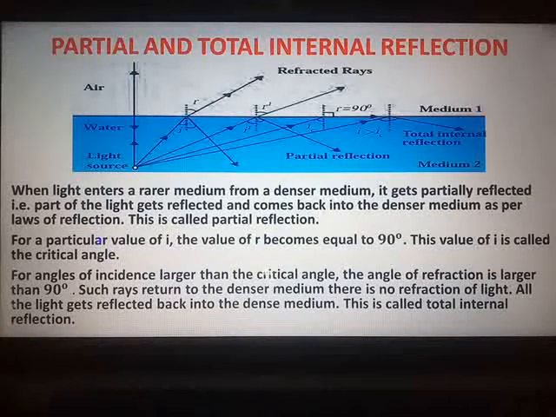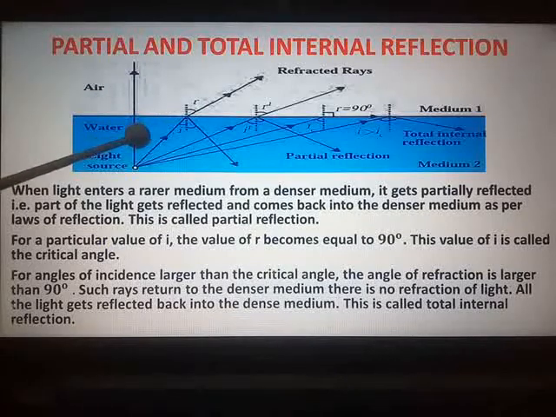You know what is reflection, and again comes back into the denser medium, which is known as partial reflection. Now, as light is going from denser to rarer medium, it bends away from the normal. That is, the angle of incidence is I. It bends away from the normal.